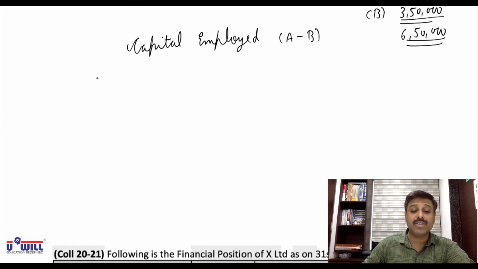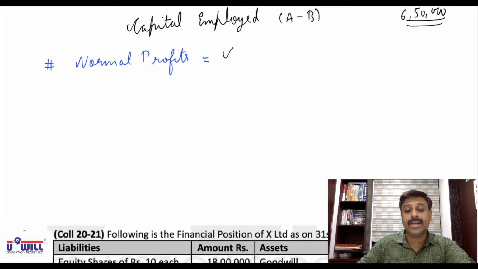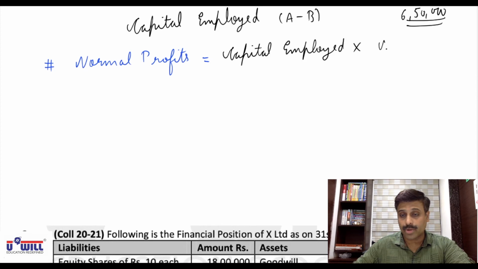Now we have to apply which method? Super profits method for goodwill. So what will be the next step after finding capital employed? For super profits method, we will require normal profits. Normal profits will be equal to capital employed into normal rate of return.